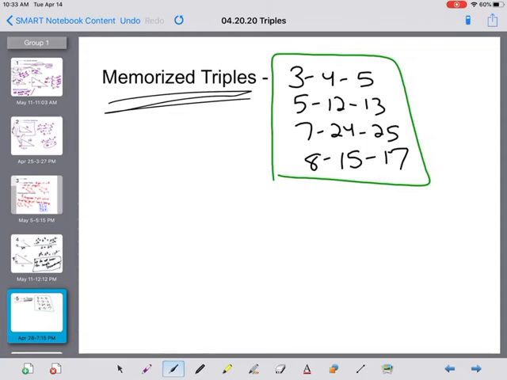Now, since we're doing distance learning, these will be open notes assessments. Typically, you will have these memorized, but you can have these on a little cheat sheet on all of your assessments. So this would typically be in a non-calculator test. Same with the 30-60-90s and the 45-45-90 special right triangles.